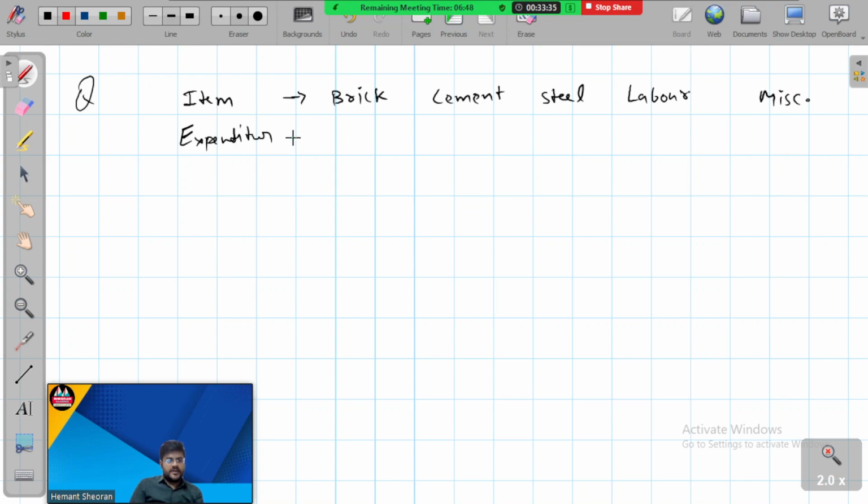So how much are they spending on it? 15% on brick. Then for the cement, they've spent 20%. Then for the steel, they spent 10%. Then for the labor, they spent 25%. Then for the miscellaneous, they spent 30%.